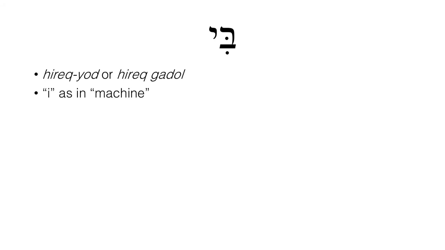The first irreducibly long vowel that we have is called hireq yod. And as you see, it's a combination of hireq and yod. It's also called hireq gadol, and gadol means big or great. When you see a hireq yod, you would pronounce it like the I in the word machine. So the Hebrew on this page would be pronounced bee, bee.